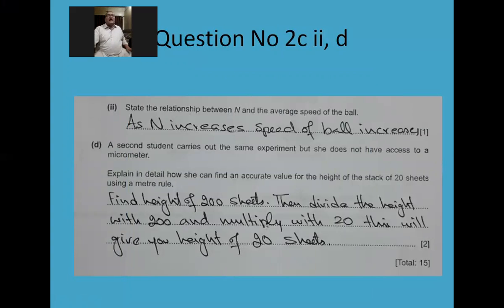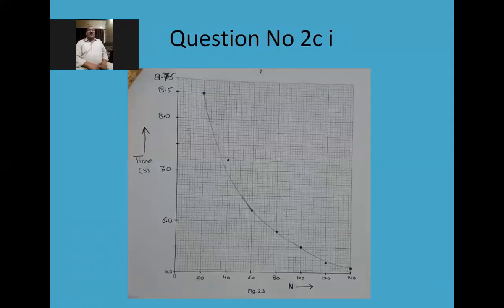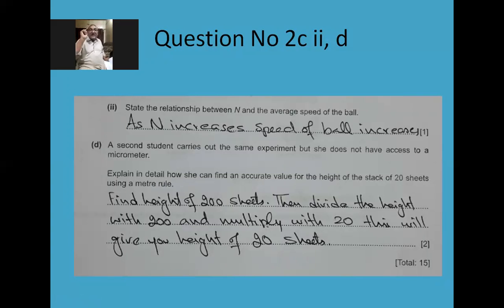Then he says, state the relationship between n and the average speed of the ball. This question is of 1 mark, but it's very tricky. You see, this graph is between time and the number of papers n. And normally, wherever the question comes right after the graph, you have to tell the relationship from the graph. But the question here is about the number of papers and the speed of the ball.